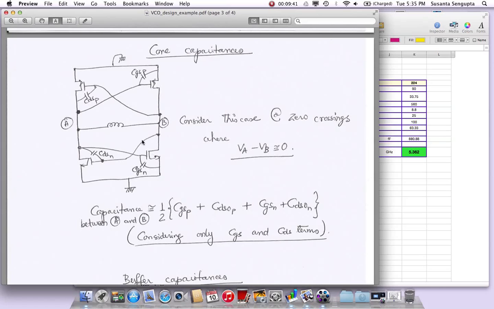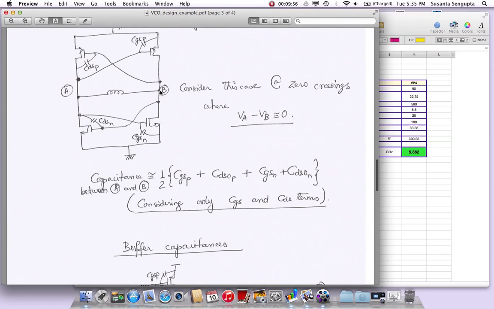So this is for the core. We need this capacitance because all these capacitances will go across the inductor to determine the frequency of oscillation. Okay, and if it's swinging differentially, I've put both sides as AC ground. Now this is at the zero crossing.